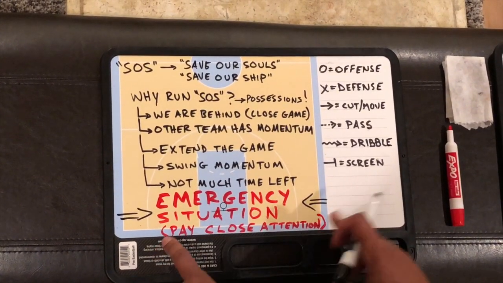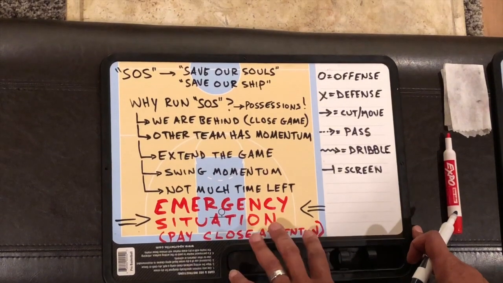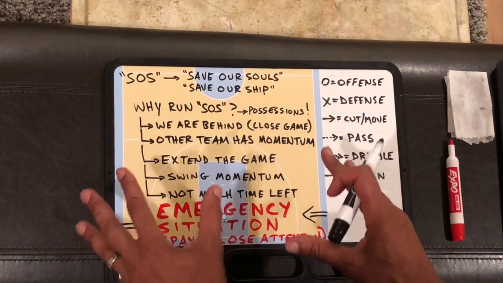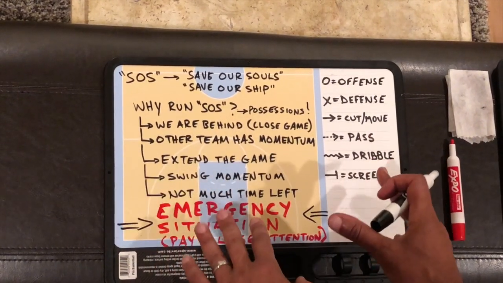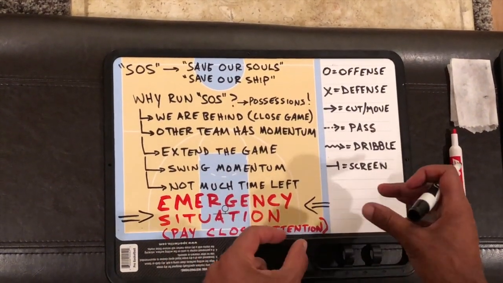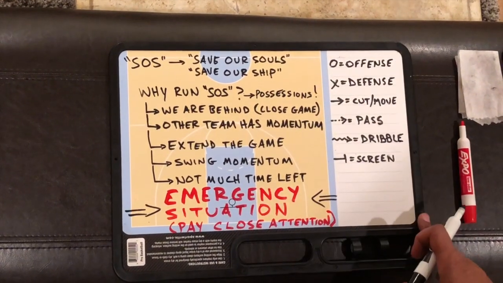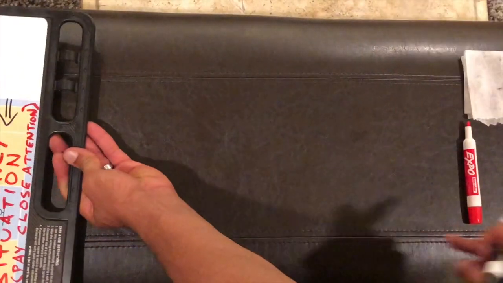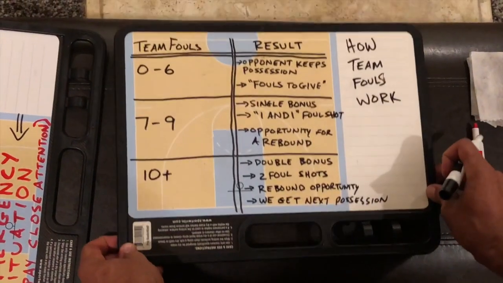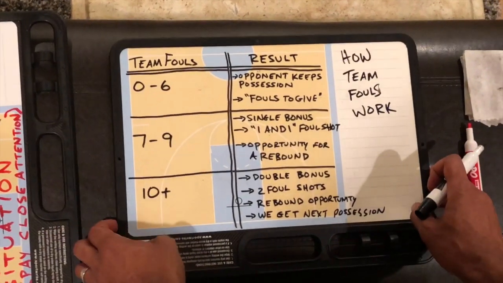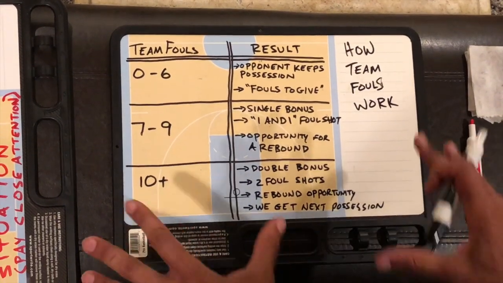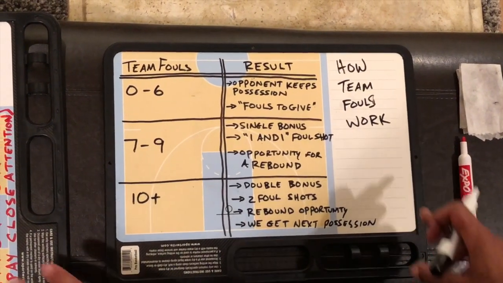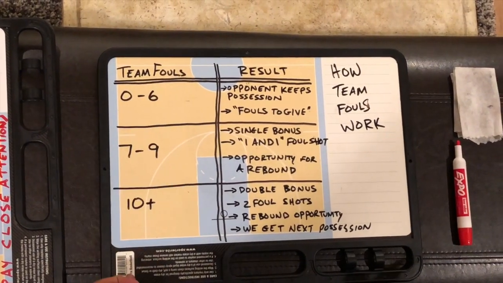The idea is that we want to pay close attention because when we're in an SOS situation, we will probably shift from the typical things that we do into slightly different things in order to achieve these goals. Given that, I wanted to do a quick little review here of fouls. Because one way to use SOS, again, we're doing things in a slightly different way, and one way to give us an opportunity to swing the momentum is to use our foul situation.